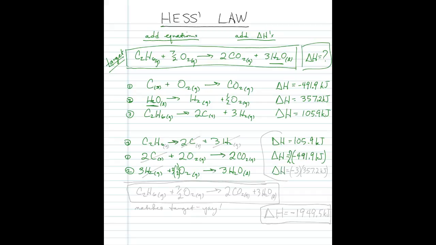And now, for the delta H for this guy. Remember when we flip-flop equations, if it costs us energy to break up the water, we're going to gain energy if we make the water back. And so what used to be endothermic is now exothermic. Not only that, but we're doing 3 times as many molecules. So we're going to have to take a -3 because we flip-flopped it. Anytime you flip-flop it, if it was negative, it becomes positive. If it was positive, it becomes negative. So we're going to take a -3 times our 357.2 kilojoules, and that is the energy for our new equation 2.